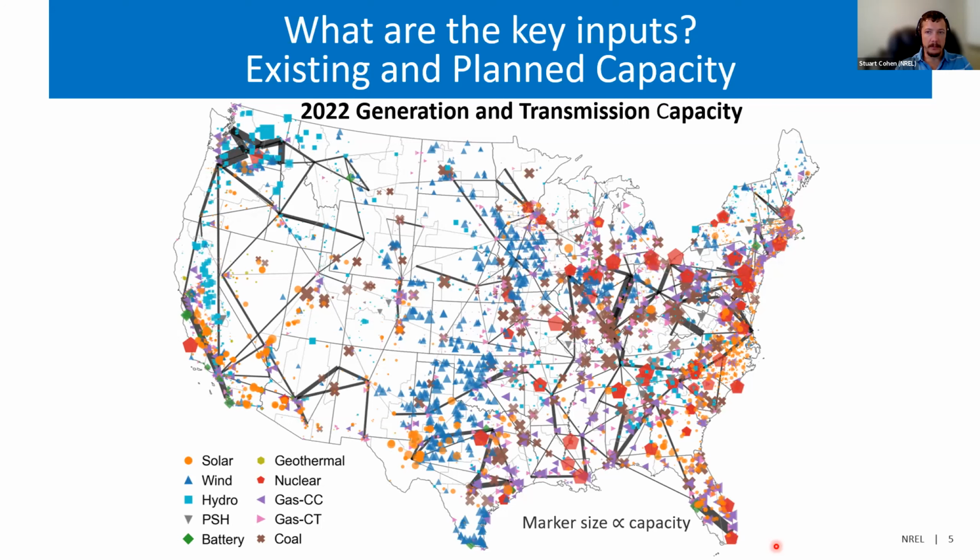And then the black lines and the widths of those lines, sorry, there's no key on here for that, but that's representing the transmission overlay that connects the different balancing areas in ReEDS. And I'll go a little bit more into that kind of spatial resolution later.